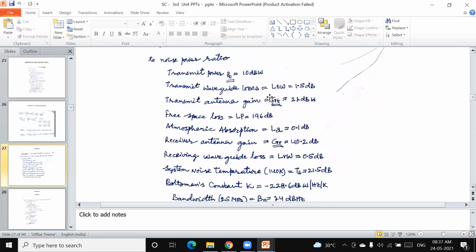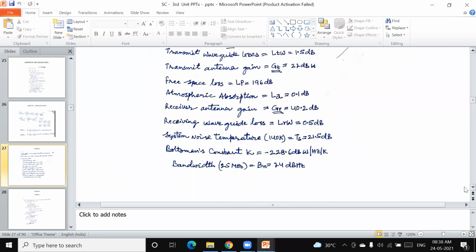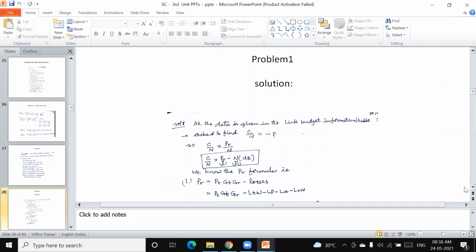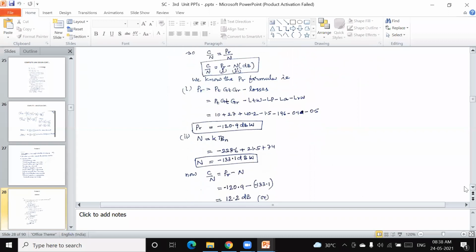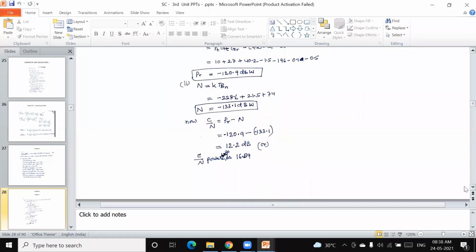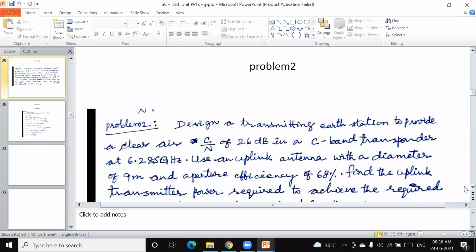This is what is given. This is called a link budget table. All are given in dB, therefore you need not convert them into dB. You can just take the formula for C by N. This is the formula: PT, GT, GR minus all the losses is the carrier, and the noise power is kTBN. All are given. Just go ahead with that formula and substitute all the values, and you will get the answer.